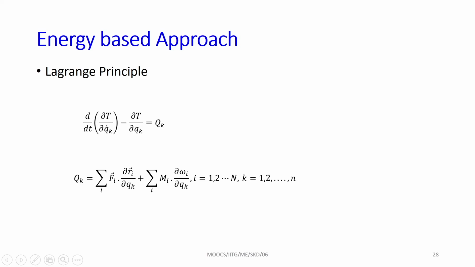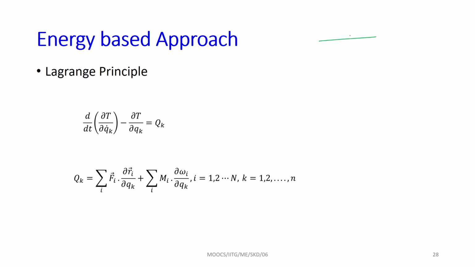Then, in the Lagrange based approach, last class we saw the Lagrange equation: d by dt of del T by del q_k dot minus del T by del q_k equals capital Q_k. Here q_k are the generalized coordinates, and we have discussed the generalized coordinate.